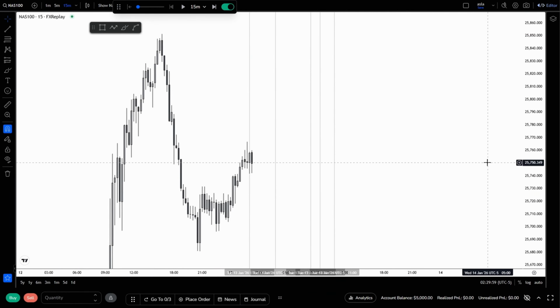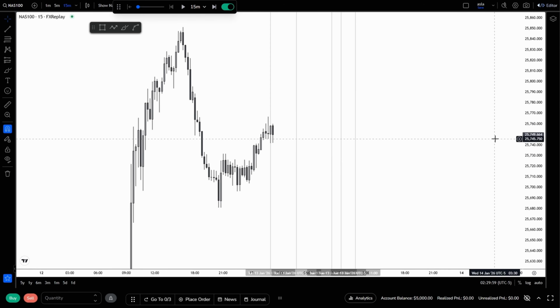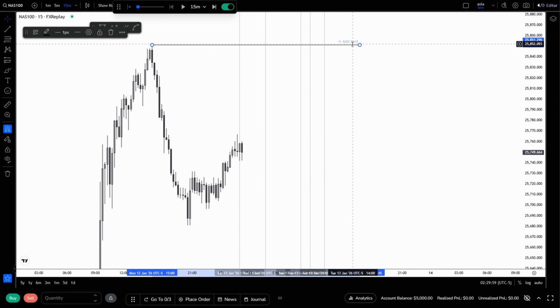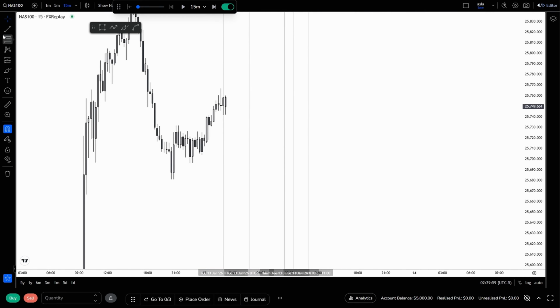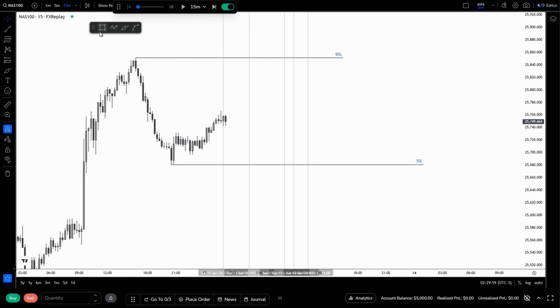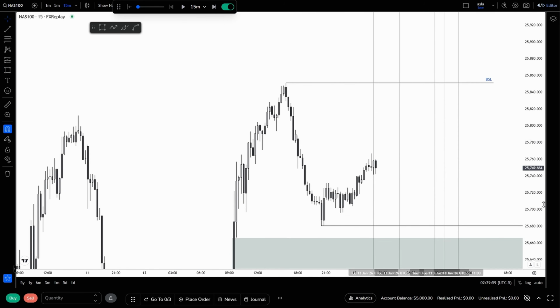Moving on to the last example, as you can see, we've already marked out the London session and the New York AM session. So at the London session open, the first thing we need to do is identify the significant higher time frame key levels. Looking at the chart, we can clearly see these highs and these lows. We're going to treat the highs as buy-side liquidity and the lows as sell-side liquidity. These are the levels where we expect potential reversals to occur.